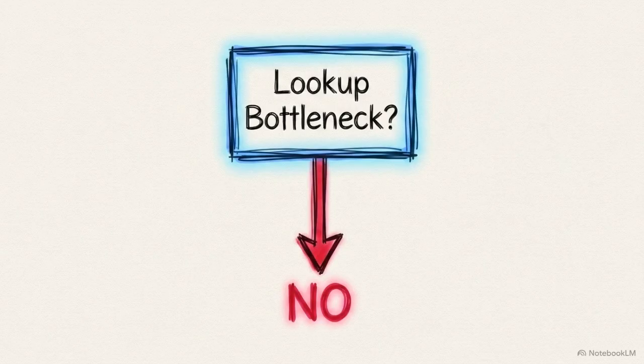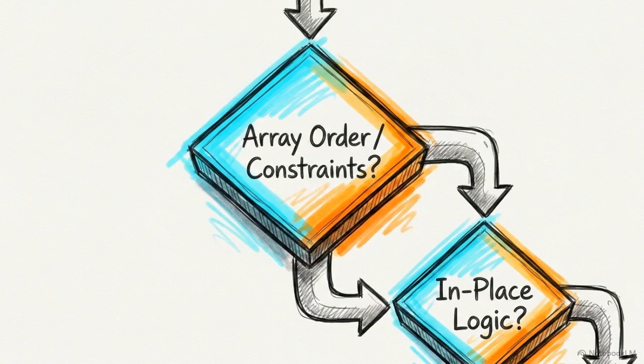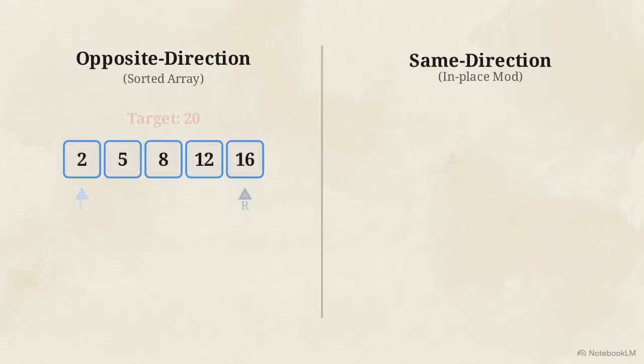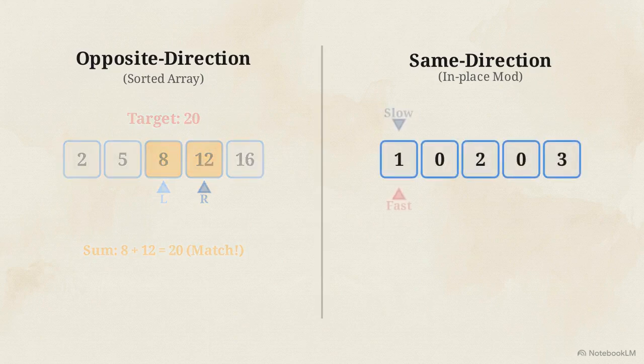If lookup is not the bottleneck, you move to the second question. Is the array sorted and asking for pairs, or do I need to modify the array in place without using extra memory? For sorted pairs, use opposite direction two pointers. Pointers start at both ends, moving inward to eliminate candidates based on sums. For in-place modifications, use same direction pointers. A slow pointer guards valid data, while a fast pointer scouts ahead and swaps matching elements back.